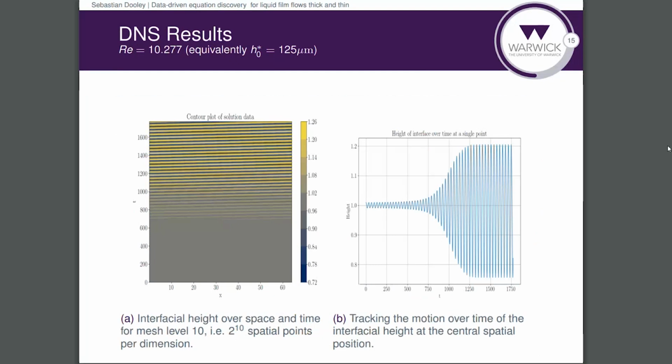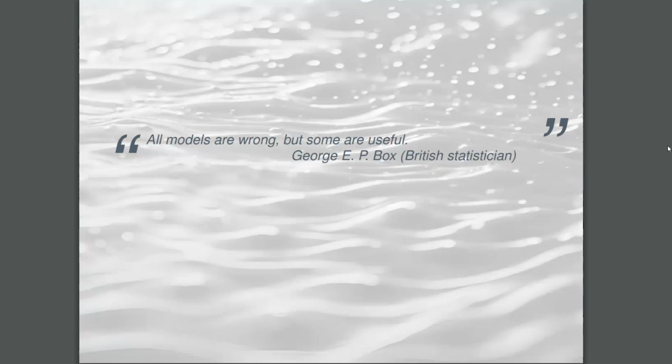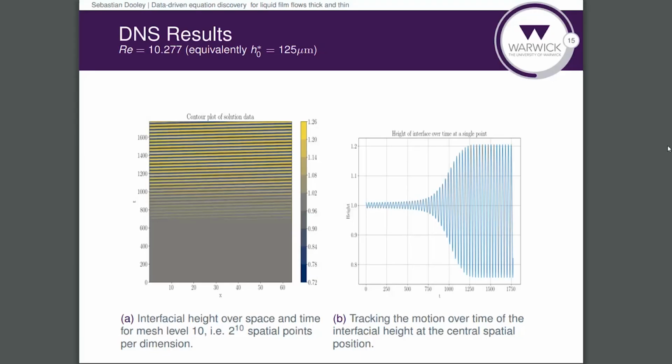For example, this is a point in space, just tracking the time evolution of one point in space. And you can see that in the DNS data, you start from a perturbed point, you get a bit of linear growth, and you get a saturated state. So gravity is pulling things down, destabilizing your steady state, and then surface tension keeps you from blowing up.